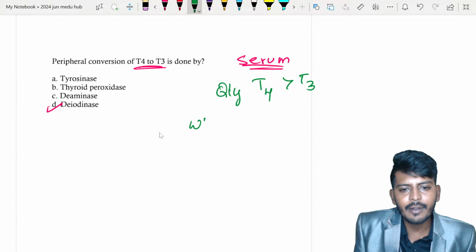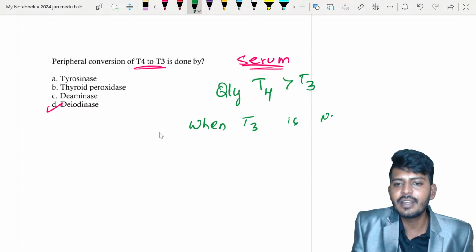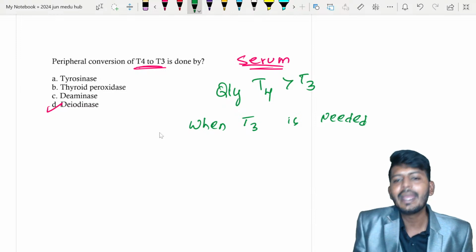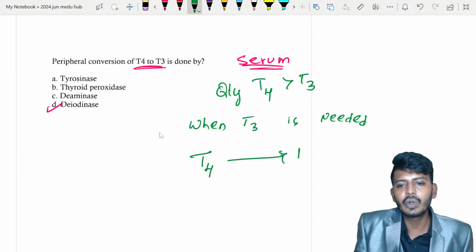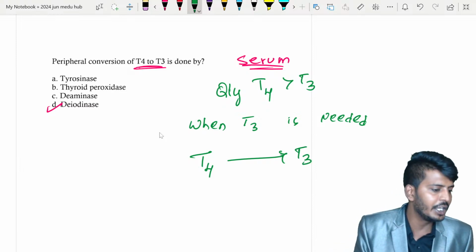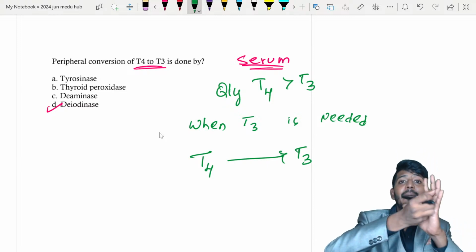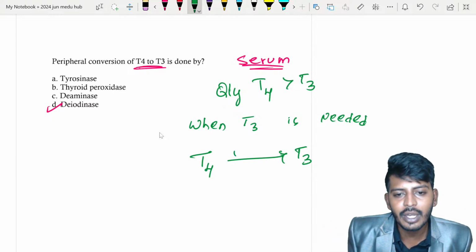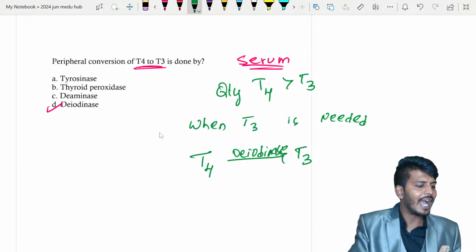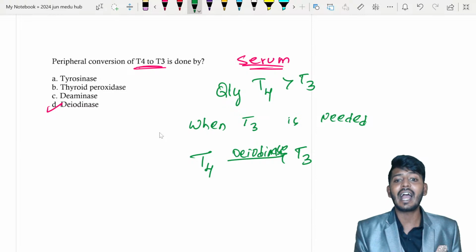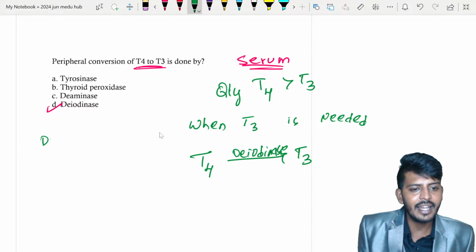So when T3 is needed, at that time in the blood this T4 will get converted into T3. For T4 to T3 conversion, I am basically removing an iodine, so this is called deiodinase. What is it called? Deiodinase.